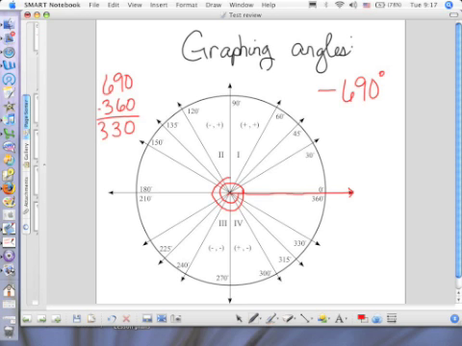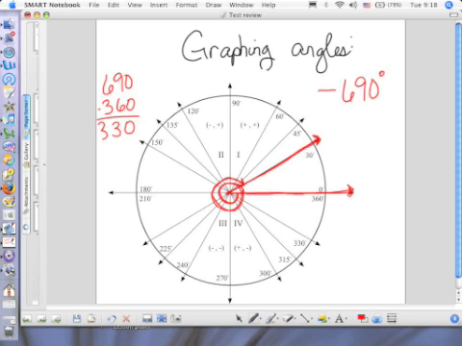270 plus 30 more would be 300. Plus 30 more would be 330, right? And that's where you would stop. And you would draw this. Because you want to have your starting side and your ending side, but this arrow shows you the direction that you're going and how many times you have to go around to get there. So think of it as the clock, going around and coming around again. Okay, that's fine.